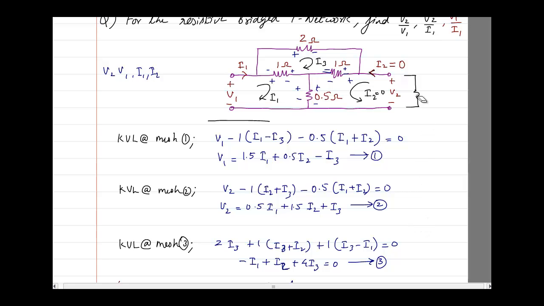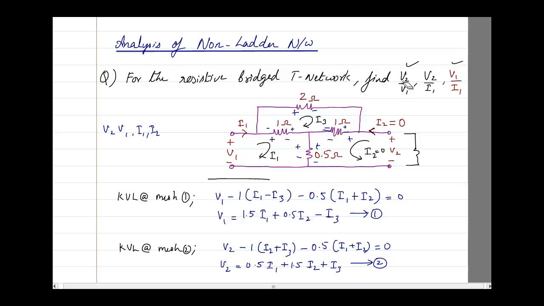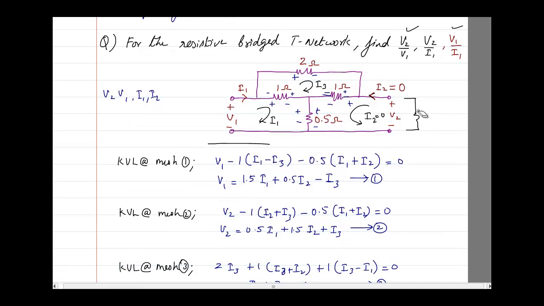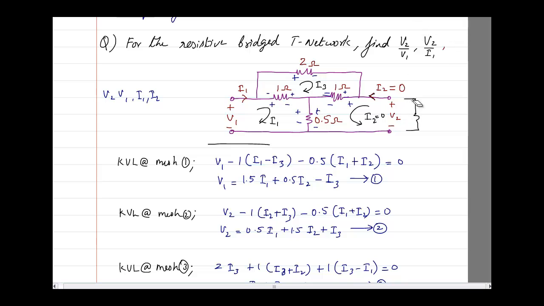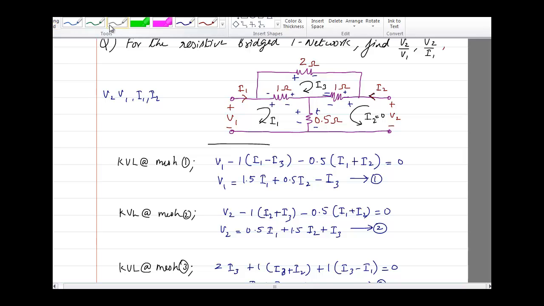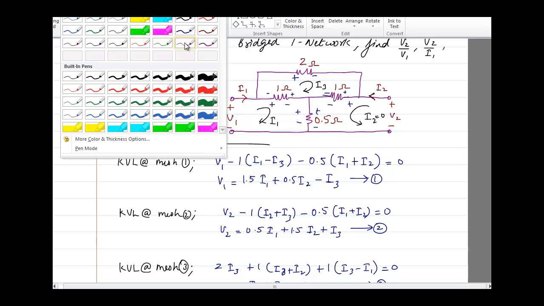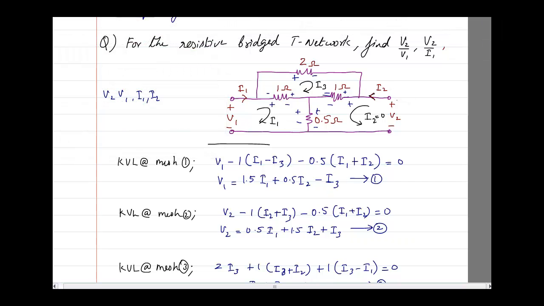Now let me do the second kind of problem. The first problem was this one: for a bridge T network, find V2 by V1, V2 by I1, V1 by I1. That is what we have found here. Next one, we will put a resistor here and we will say I2 is not going to be equal to 0. So let me draw that. Suppose there is a resistance here and that resistance is suppose 1 ohm.